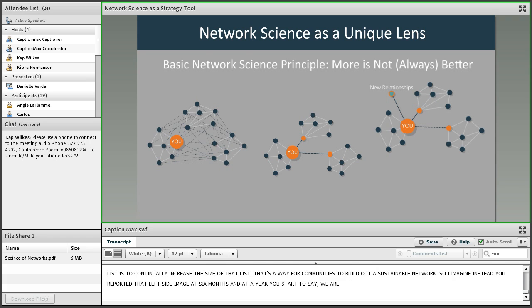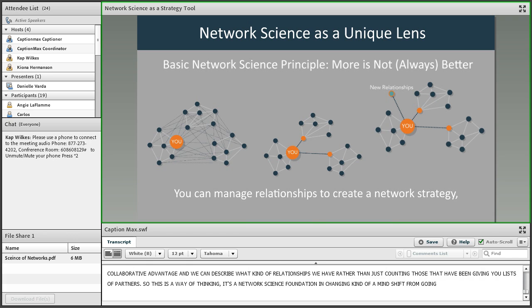So imagine if instead you reported the left side image at 6 months. At a year, you start to say, look, we're reaching our goal of using fewer resources but with a greater collaborative advantage, and we can describe what kinds of relationships we have rather than just counting noses and giving you lists of partners. So this is a way of thinking. It's a network science foundation in changing a mind shift from more is better to maybe more is not always better.